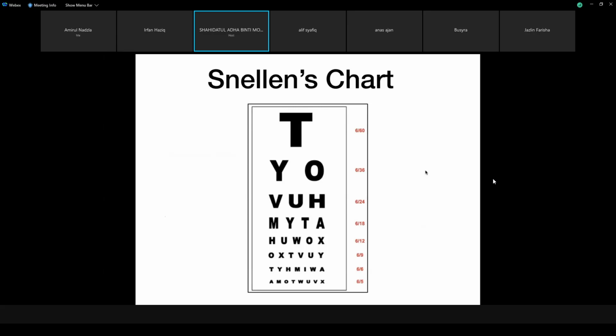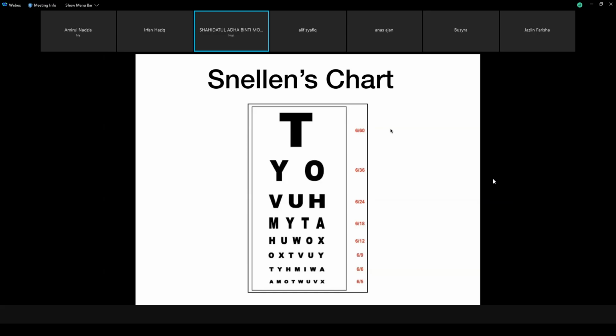Okay, so we look at the 6 meter, the number 6 refers to the distance that the subject can see. The 60, the fraction bawah tu, it refers to what a normal eye that has no pathology can see. So if the subject can see at 6/60, means a normal eye can see this letter at 60 meter, but the tested subject, the patient sekarang ni cuma dapat tengok dekat 6 meter.